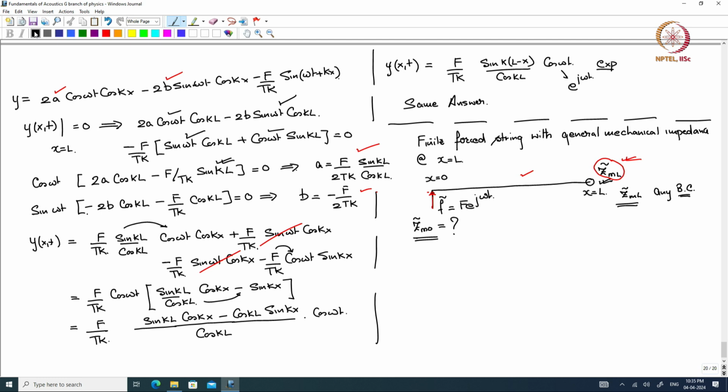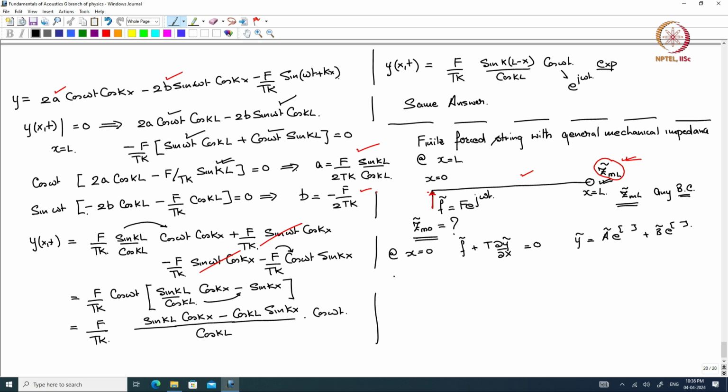So now, first thing is that we have to know how to impose the end condition. At x equal to 0, the forcing condition is the same as usual: f tilde plus T del y tilde by del x is equal to 0. And of course my y tilde is the sum of a tilde times the right-going phasor plus b tilde times the left-going phasor, okay.